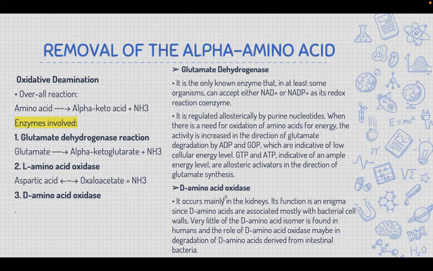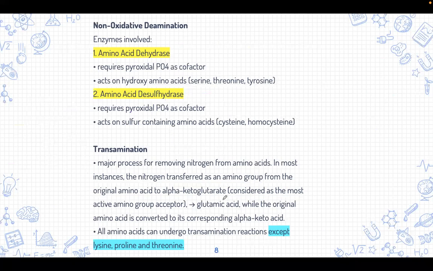So next naman si non-oxidative deamination, and then these are the 2 enzymes that are involved for the non-oxidative. We have your amino acid dehydrase and then the amino acid desulfhydrase. Okay, so dalawa lang siya. For the oxidative, we have 3.